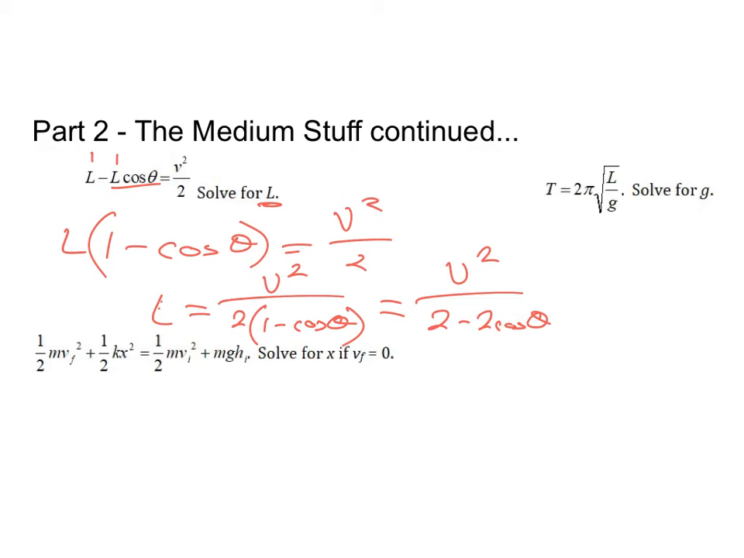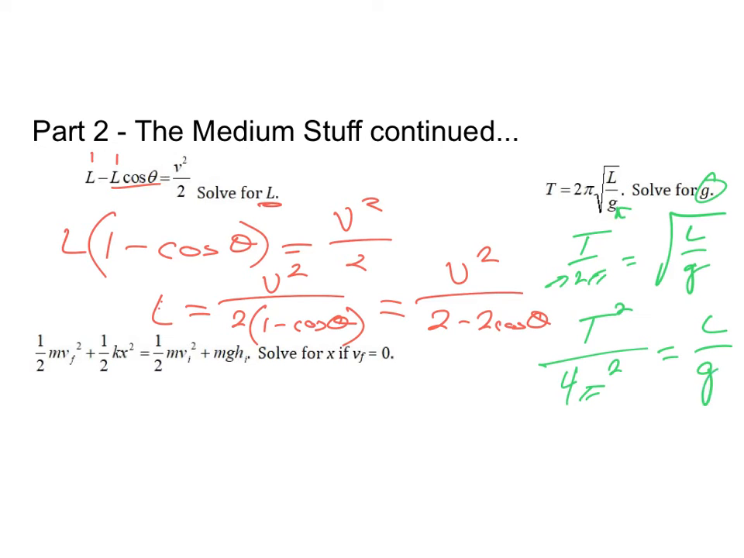Remembering all of the tools at your disposal is going to be huge when you're solving things algebraically or symbolically. Here we have to solve for g. It's inside of here. All right, let's get the 2 pi over to the other side. So I got t over 2 pi equals the square root of L over g. Now let's square both sides. So t squared. What happens when I square 2 pi? Sorry, I can't hear you. It becomes 4 pi squared. Now that equals L over g.